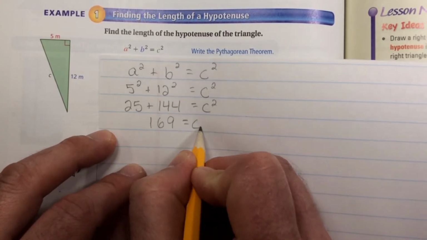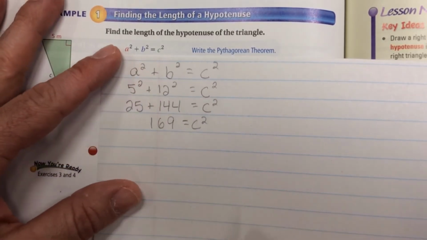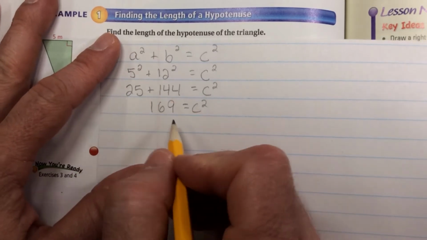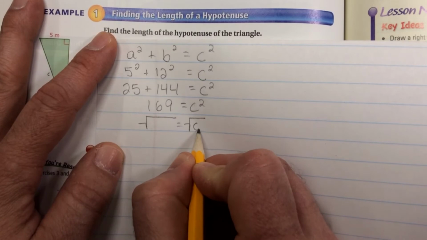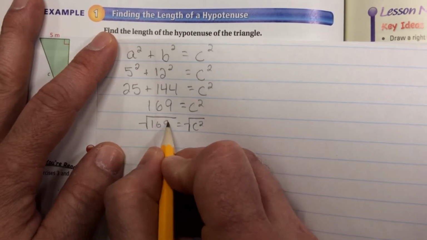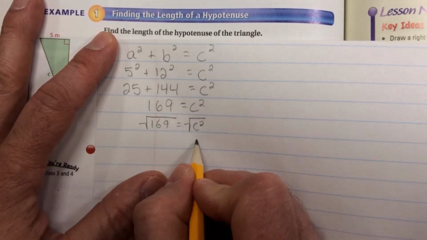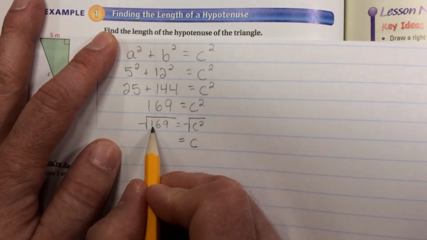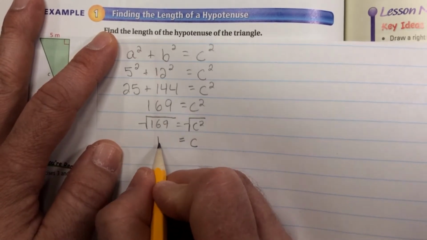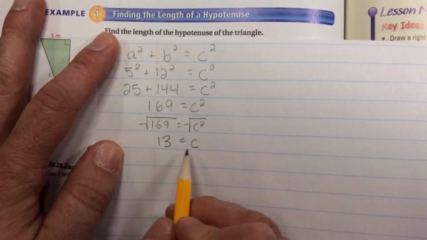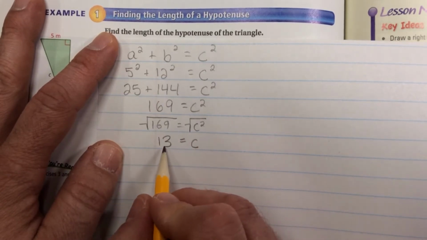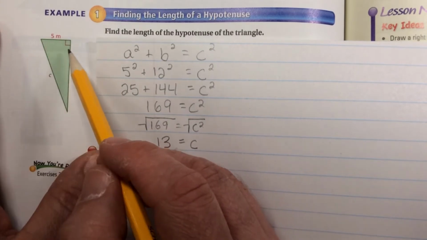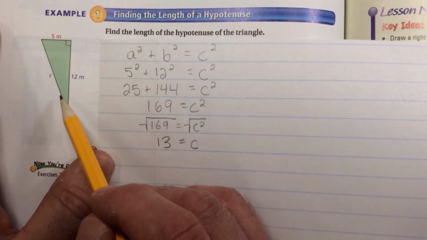If I add these two together, I get 169 equals c squared. And now, to solve this, and we did this before when we were talking about squares, we just take the square root of each side. Well, the square root of c squared is just c. And what times itself is 169? 13 times 13 is 169. So if c squared is 169, then c is 13. So you have a 5, a 12, and this has to be 13.